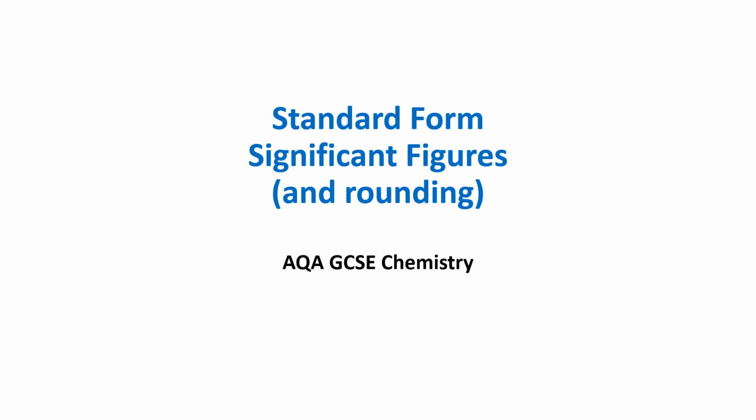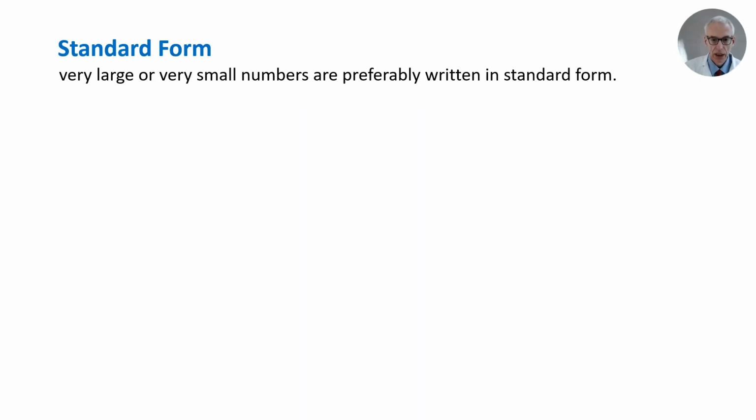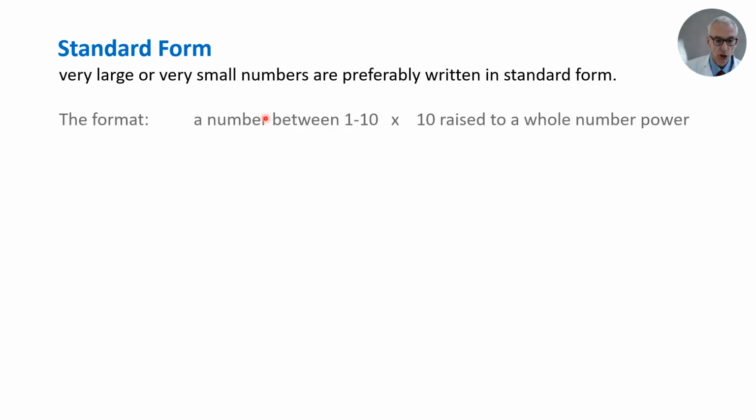Standard form, significant figures and rounding, AQA GCSE Chemistry. Standard form is a way of representing very large or very small numbers. The format is that a number between 1 and 10 is multiplied by 10 raised to a whole number power.